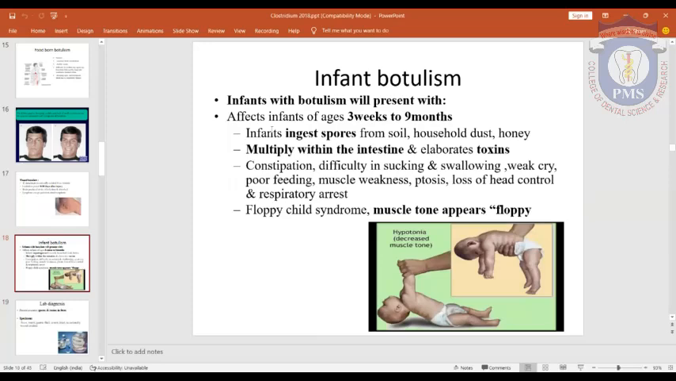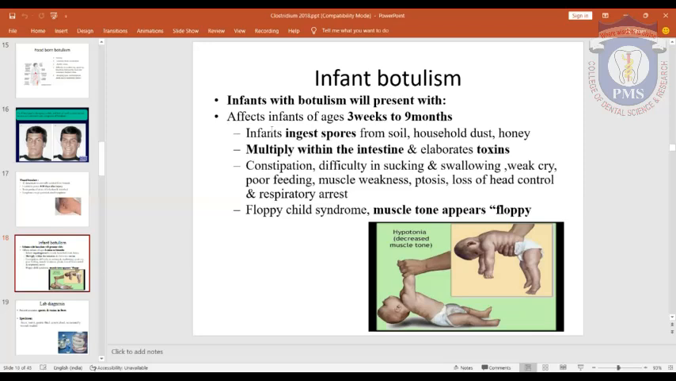Infants with botulism will present with the following symptoms, and this is known as infant botulism. This bacteria affects infants of age ranging from 3 weeks to 9 months. Infants ingest spores from soil, household dust, honey, etc. They multiply within the intestine and elaborate toxins.